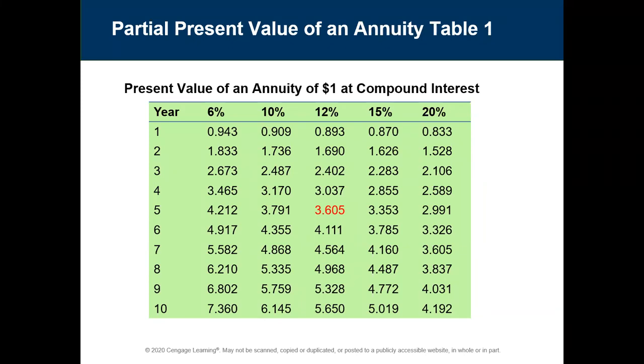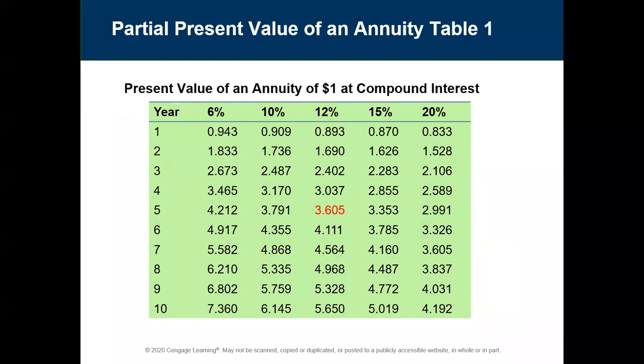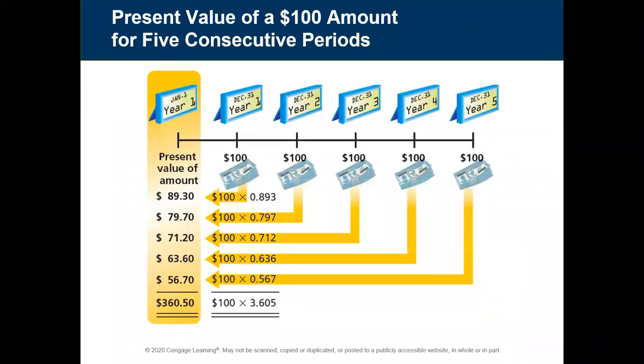There's my factor. You will see that with present value of an annuity, the factor is always greater than 1. Why? Because it has the addition of principal being added every year, so it's going to be more than just the 1 year amount. Whereas with the present value of a dollar table, it's going to be less than 1, well, not always, but most of those factors are less than 1. Okay, so then we just take $100 times 3.605, and we'll see that it's worth $360.50.